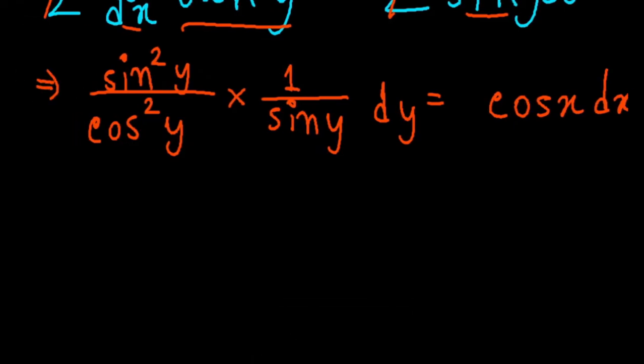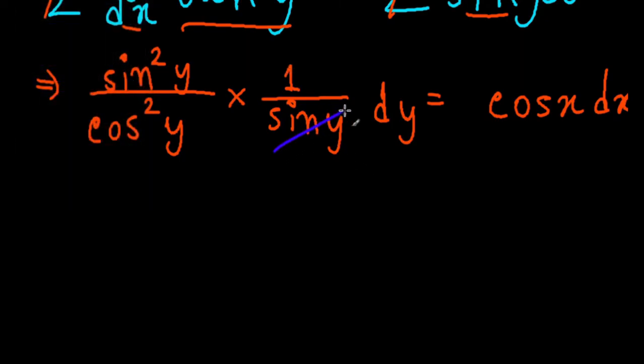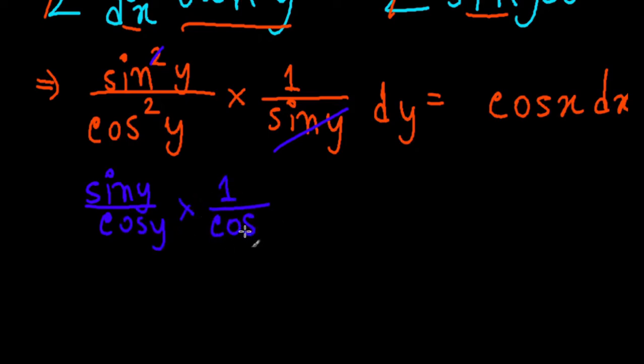Now we can simplify the left side a bit. One thing is the sine of y cancels here, you have power of 1 here. So sine of y cosine squared of y, this is the same as sine of y by cosine of y multiplied by 1 by cosine of y. I just split the fraction. Now, sine of y by cosine of y, that's just equal to tangent of y. And 1 by cosine of y, that's not cosine, that's secant of y.